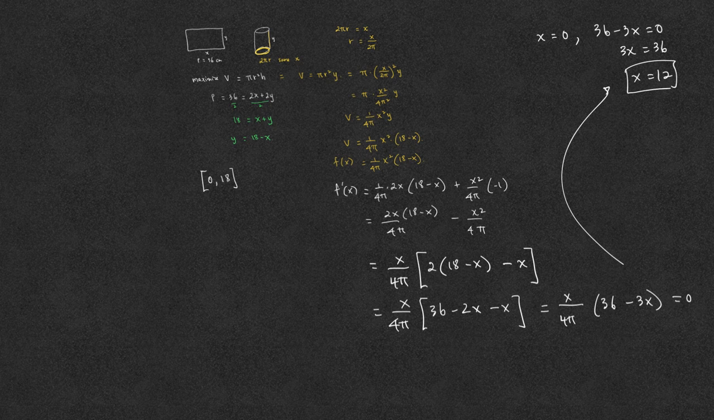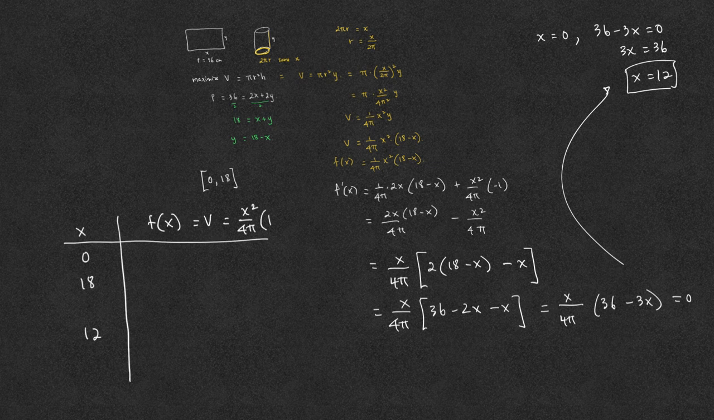We set up the table for the endpoints and the critical point. 0 and 18 are the endpoints, and 12 is the critical number. We plug these into the volume function, where the volume is x squared over 4 pi times 18 minus x. If we plug in 0, then the volume is 0. If we plug in 18, the volume is 0, because 18 minus 18 is 0. If we plug in 12, we have 12 squared over 4 pi times 18 minus 12, which, whatever that is, is more than 0 for sure.